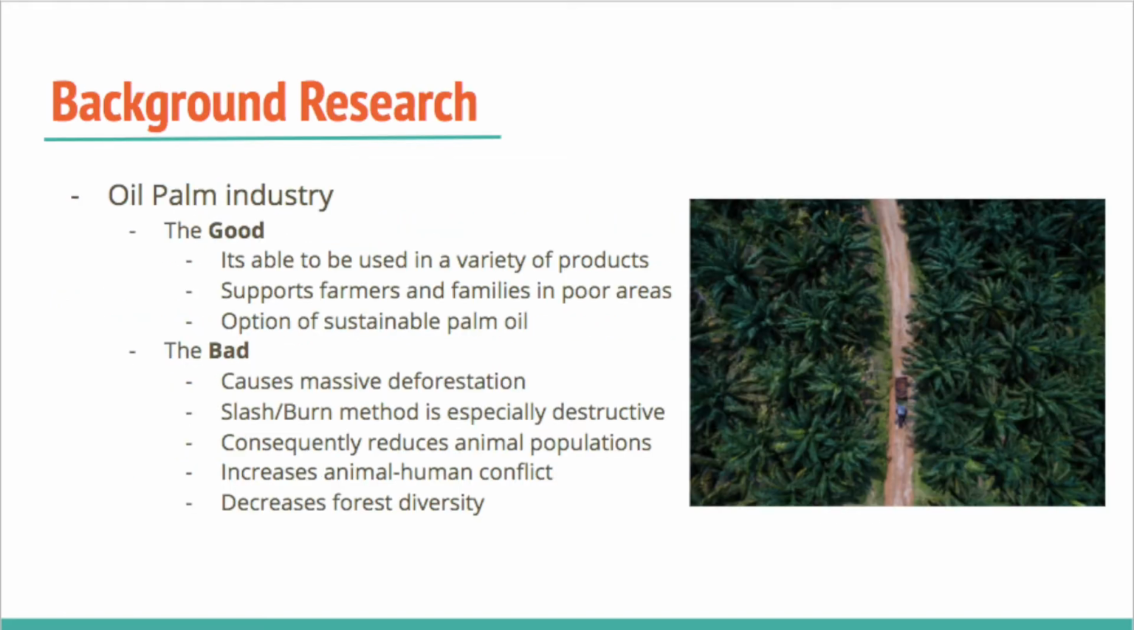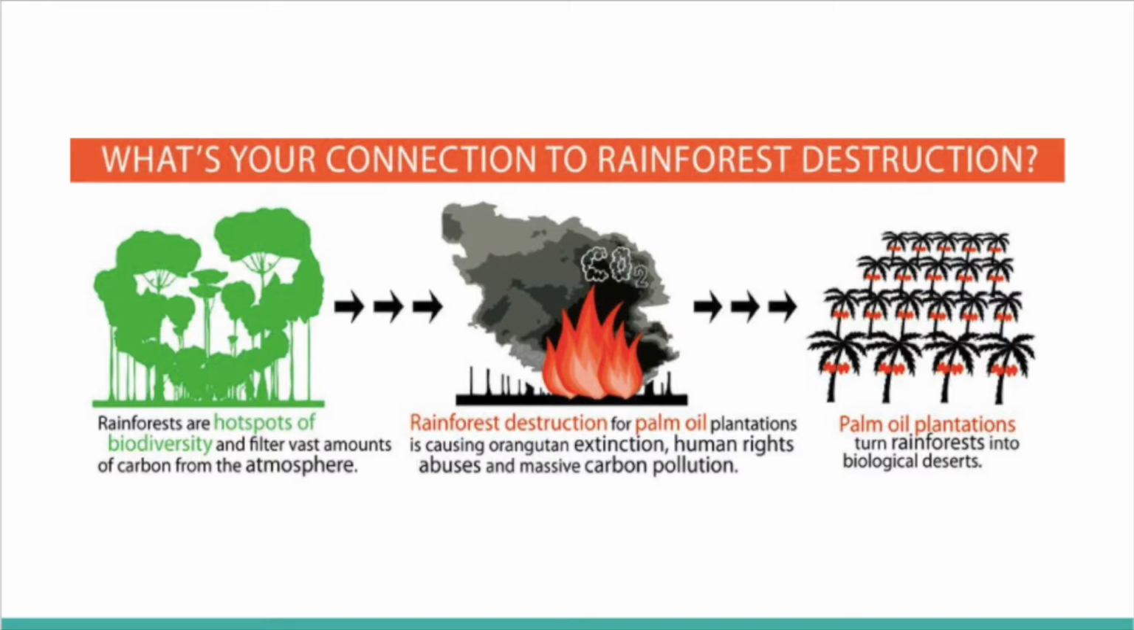Oil palm plantations and the industry have good and bad angles. They can support farmers' lives and provide us with an array of necessary products, and there are sustainable palm oil options where they reuse the fields instead. However, oil palm plantations cause massive deforestation, and the slash and burn method is especially harmful because they burn forests to the ground and slash the rest of the trees down for new plantations. This destroys habitats and kills many animals trapped in the fires. The creation of new plantations increases conflict between humans and animals and decreases forest diversity overall.